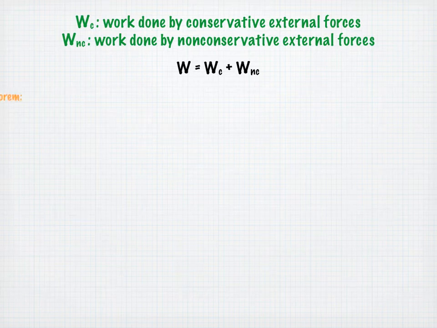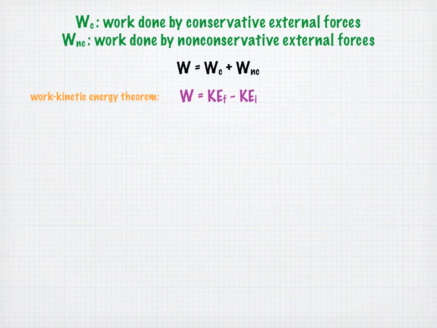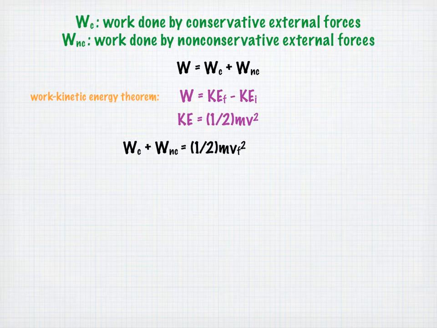The work kinetic energy theorem tells us that the net work done on an object by external forces is equal to the change in the kinetic energy of the object. The kinetic energy of an object is equal to 1/2 times its mass times the square of its speed. Combining these three expressions, we get a new expression for the net work done by external forces.